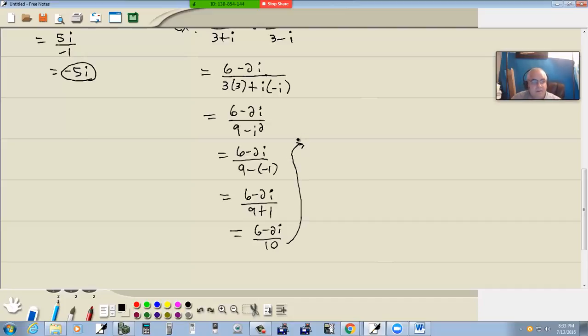That gives us 6 minus 2i over 10. Whenever you have an imaginary part up here, you have to split the real part separate from the imaginary part. So I'll put 6 over 10 minus 2 over 10 with an i to the side. Now 6/10 reduces to 3/5 minus 2/10 reduces to 1/5 with an i to the side. And that's our answer. Now we have our powers of i.